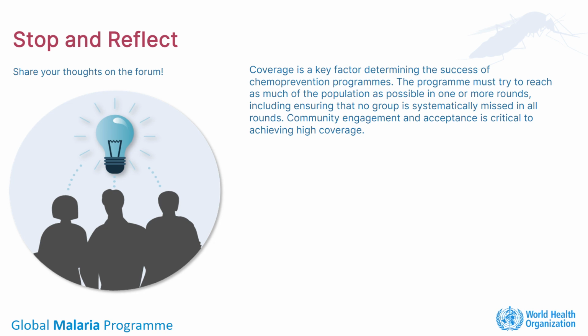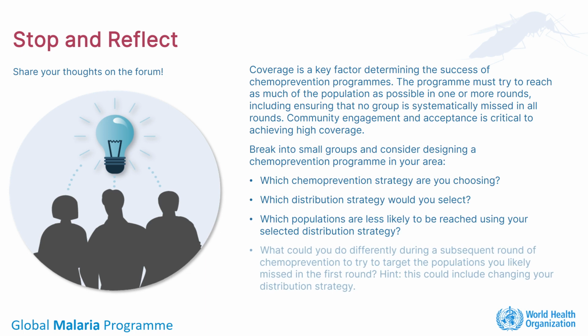Let's brainstorm on what populations might be difficult to reach during chemoprevention programs and whether we can be creative and design a second round specifically to reach those missed during the first round. Break into small groups of 4 to 6 and consider these questions. We will ask for your ideas when we return to the full group.